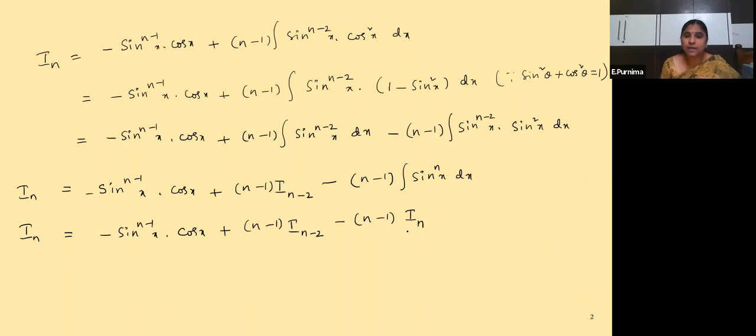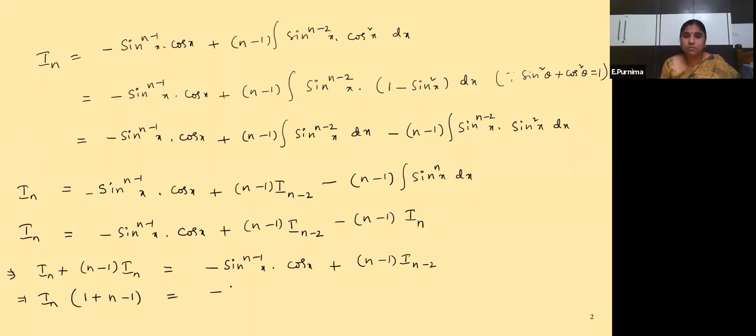Now here this In term is there here and also here. So let us send the term to the other side. Implies In, this minus term comes here, means it becomes plus (n-1) into In is equal to minus sin^(n-1)x into cos x plus (n-1) into I(n-2). Now taking In common here, 1 plus (n-1) is equal to minus sin^(n-1)x into cos x plus (n-1) into I(n-2).